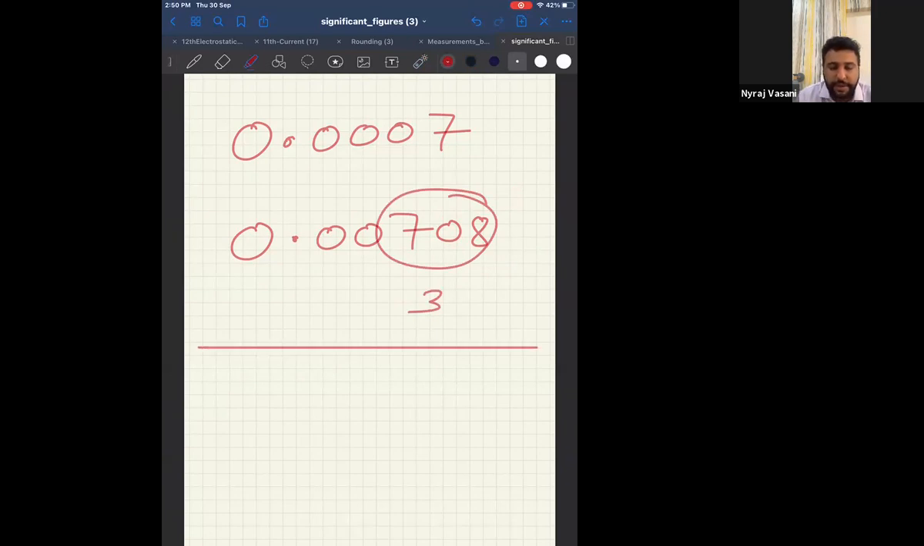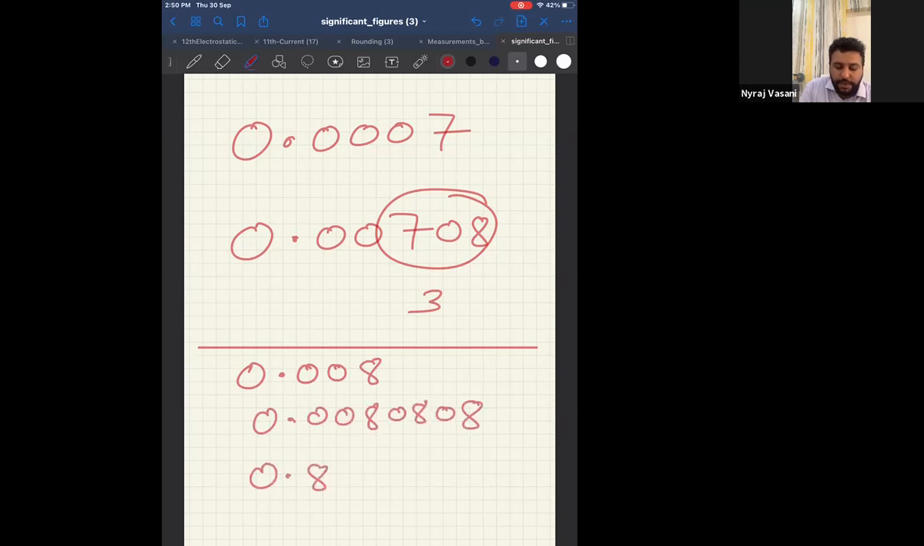Do you understand? Now, I will give you 3 examples. Tell me how many significant figures are there in this case. 0.008, 0.0080808, and 0.8. Tell me in each case how many significant figures are there. Start.